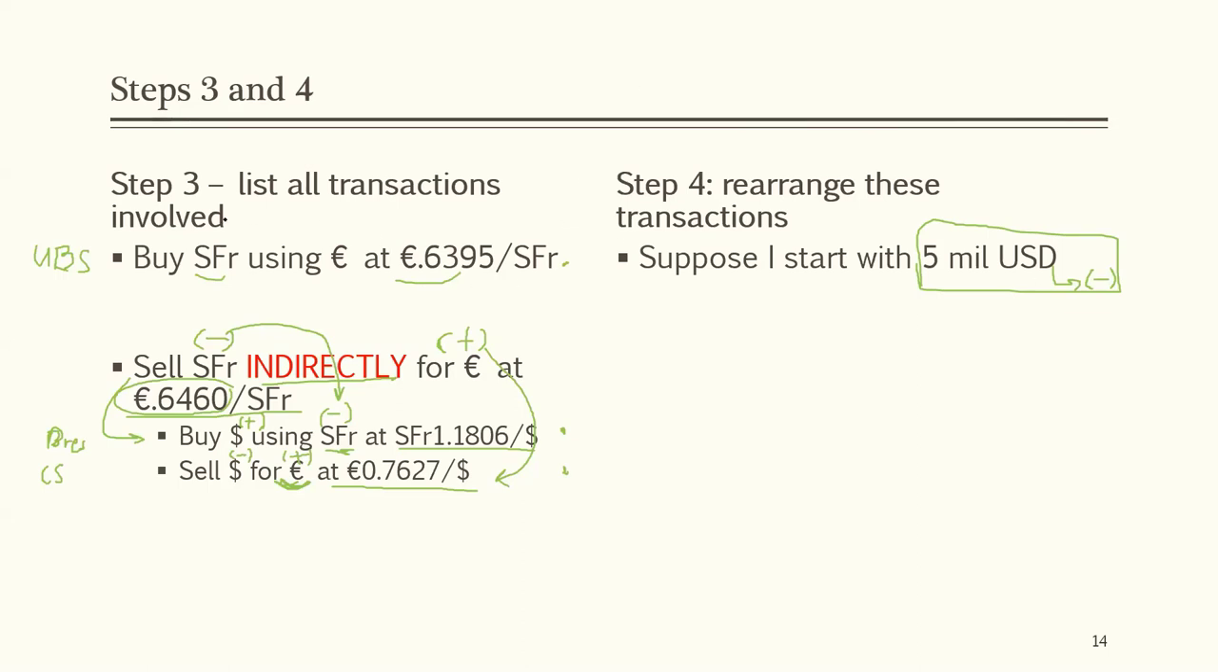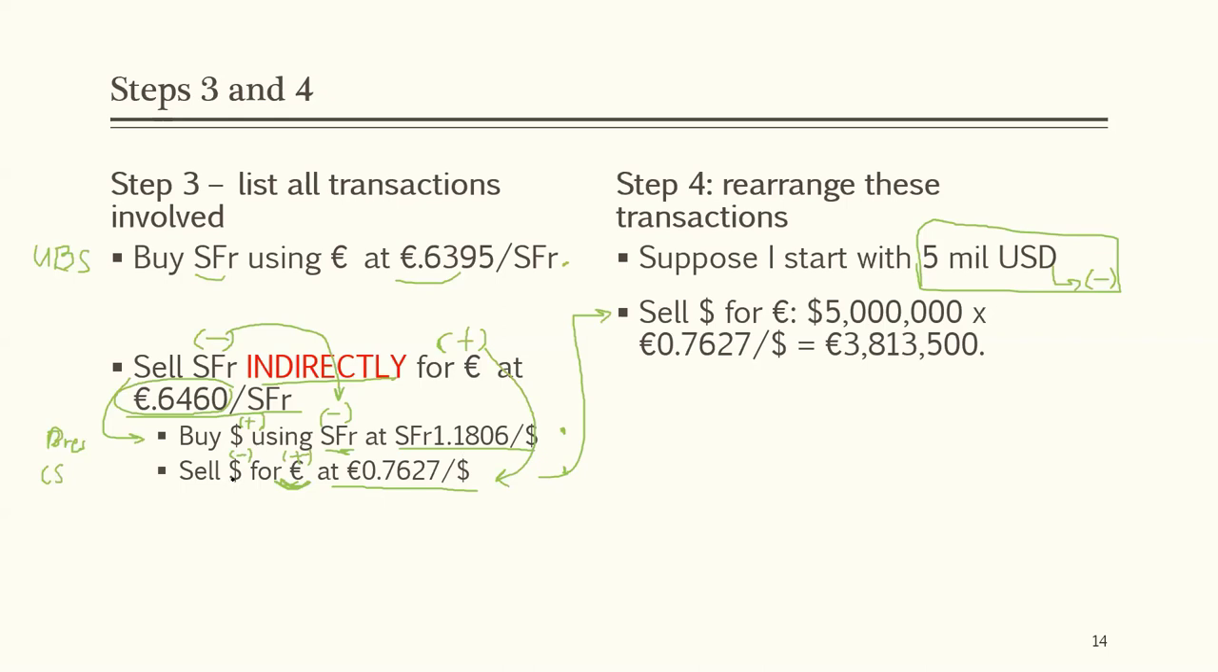So I'm going to look back at the list of transactions I have and find which one I will be selling the USD. Transaction one, no. Transaction two, I'm buying the USD. Transaction four, I'm selling the USD for the euro. So as a result, I'm going to start with this transaction.